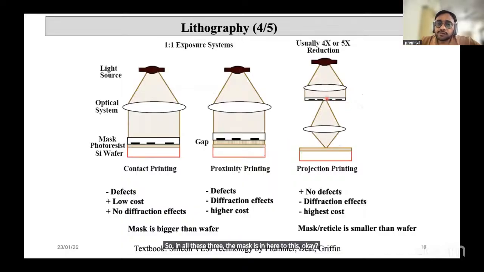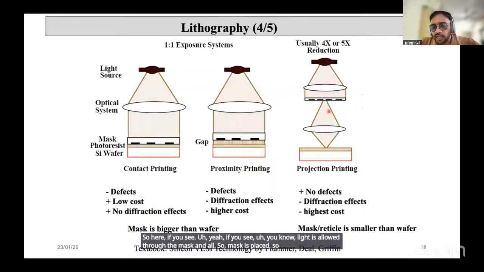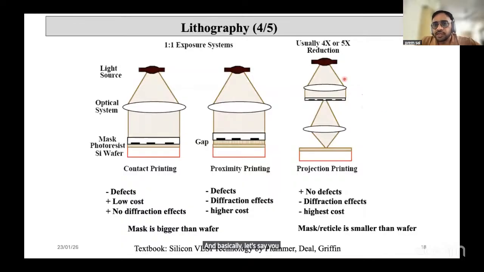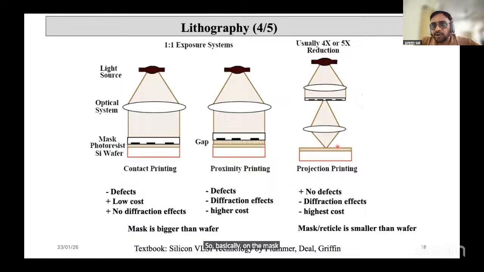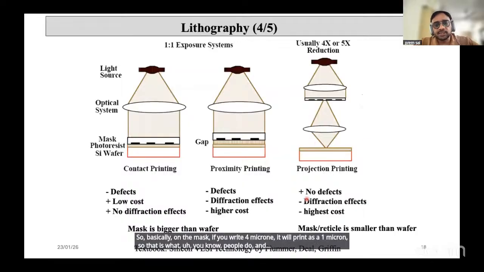So here, light is allowed through the mask, and basically you use two lenses. You use this lens to focus, so that's why the defects are very less. Let's say you want to write a 1 micron feature. You have to keep this lens in mind and draw based on the magnification. So on the mask, if you write 4 micron, it will print as 1 micron. That is what people do. And the mask size is also less than the wafer.